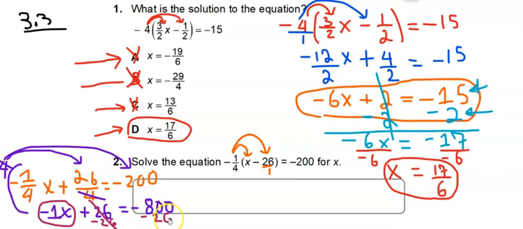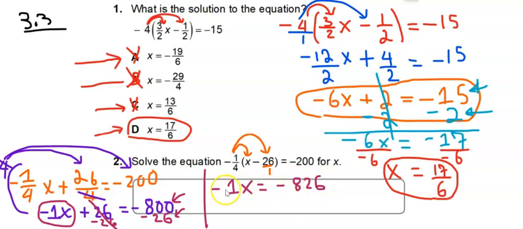Hold on. All right. So now I have left is negative 1x equal. So you owe somebody $800 and you borrow another $26. It means you owe them how much? 826. Now, how do you get rid of this negative 1 times x?